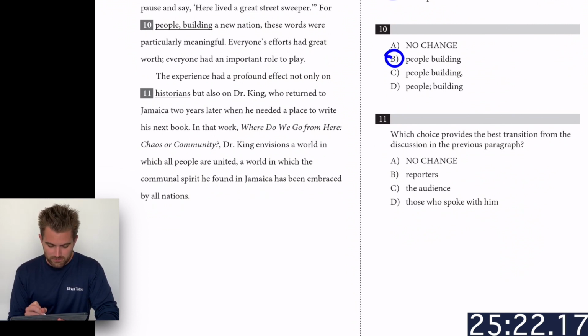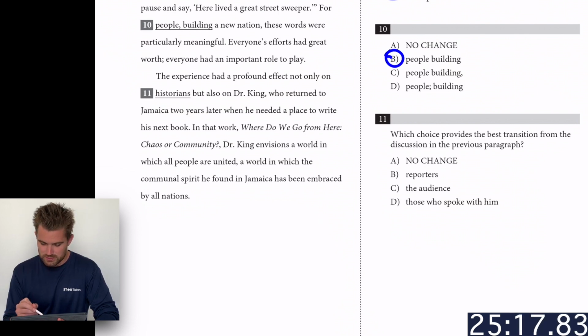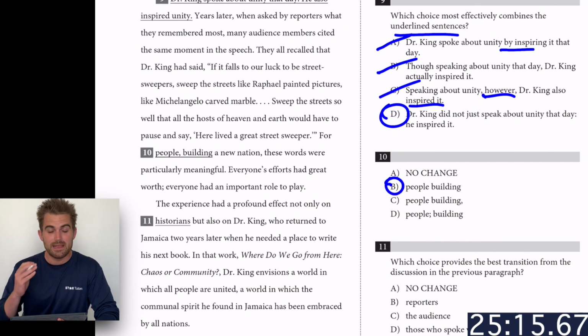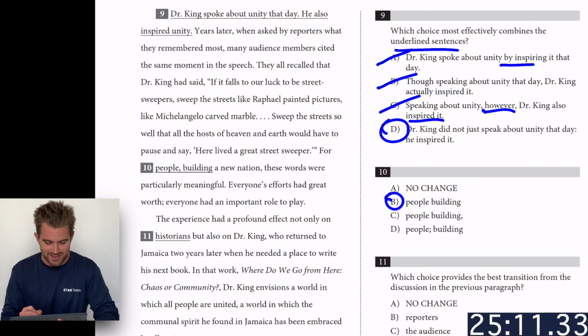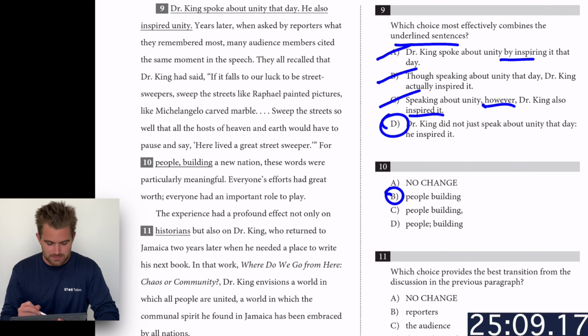"The experience had a profound impact not only on historians but also on Dr. King." Which choice best provides the transition from the previous paragraph? So let's go back to the previous paragraph. If they're asking about the previous paragraph, we have to go back and read it to make sure we understand it. Dr. King spoke about unity day. He also inspired unity day when asked by reporters what they remembered most. Many audience members said of the speech they had these words: everyone's efforts had great worth.